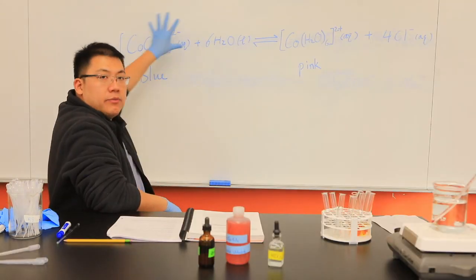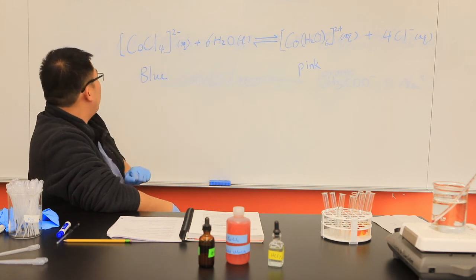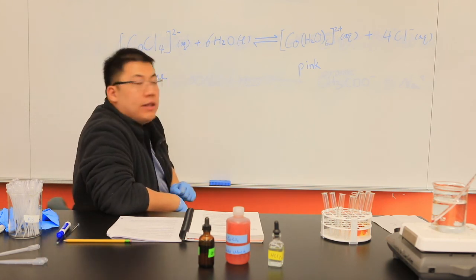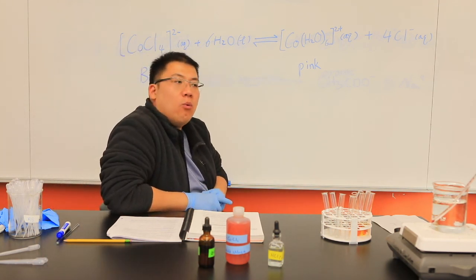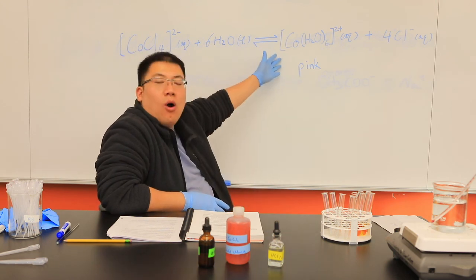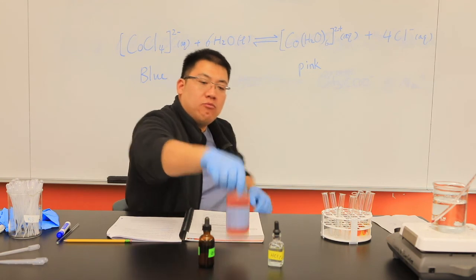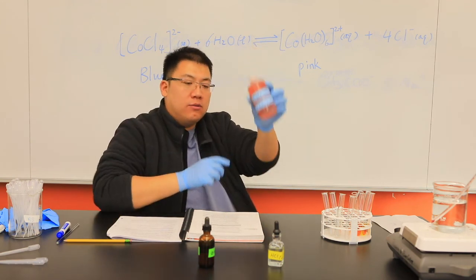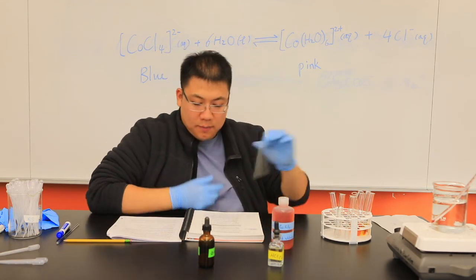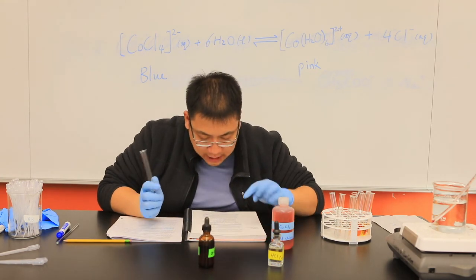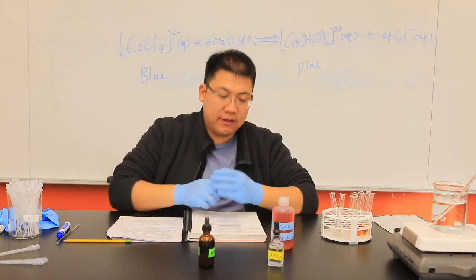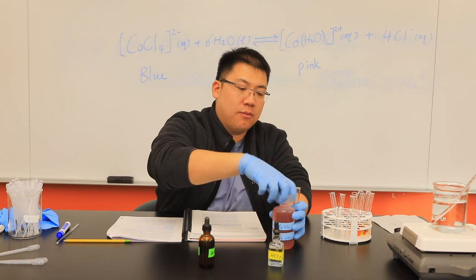These equilibrium systems are outlined on the board for you. When we dissolve cobalt chloride in water, it will form the hexaaqua cobalt(II) ion. That's in pink color, which I have in this little bowl. Okay. According to the procedure, I'm first going to measure out 3 milliliters of this. This is step number 12 in your procedure.